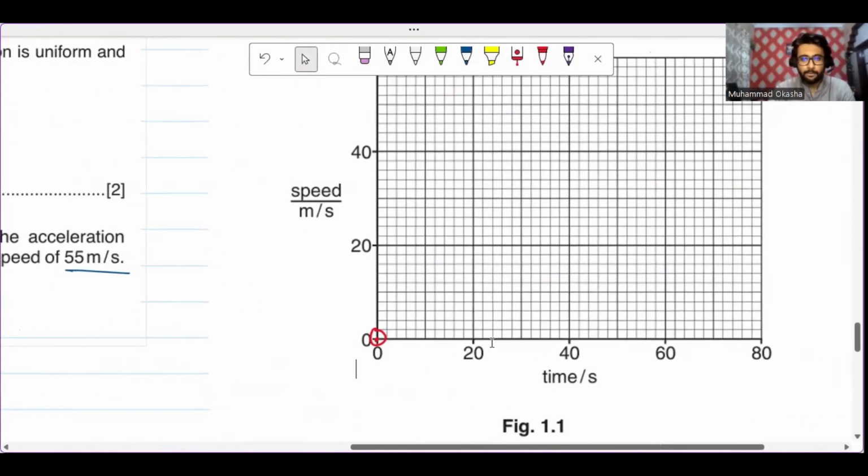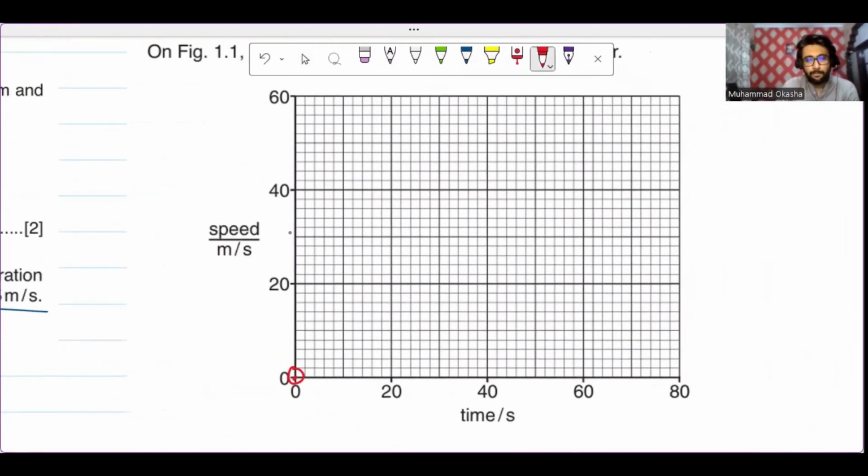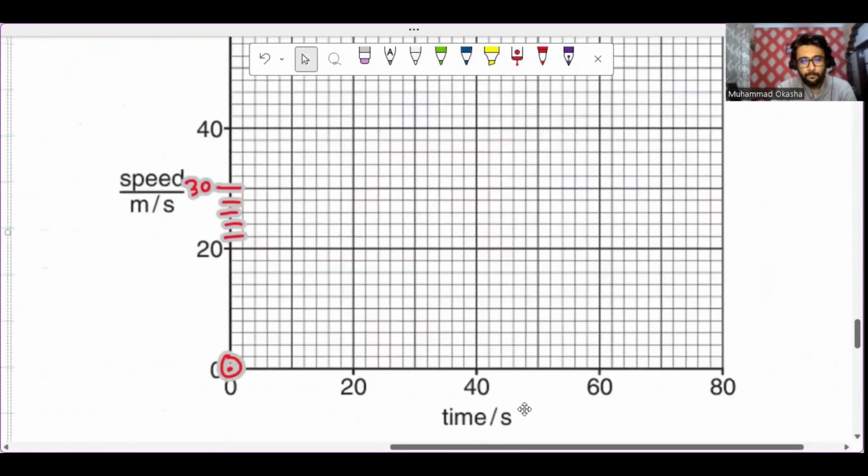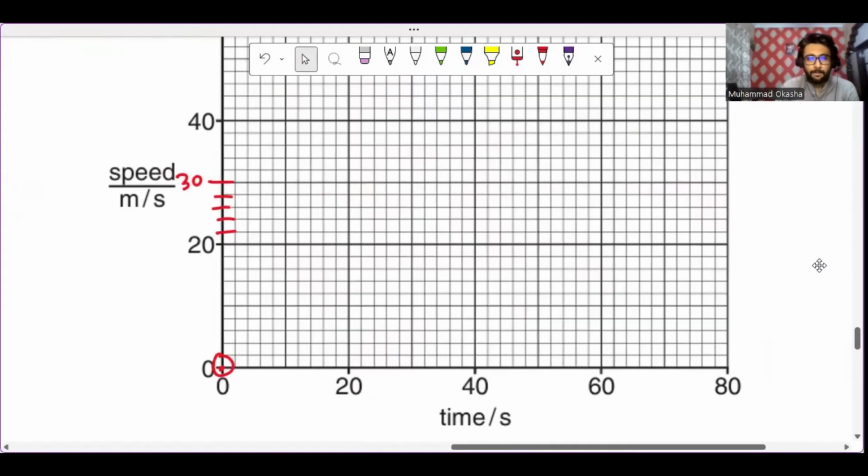Velocity 25 should be, well, this is 30, between 20 and 40. So 22, 24, 26, 28, and 30. 25 should be somewhere over here in the middle of this line. Right, we'll do it very, very carefully.